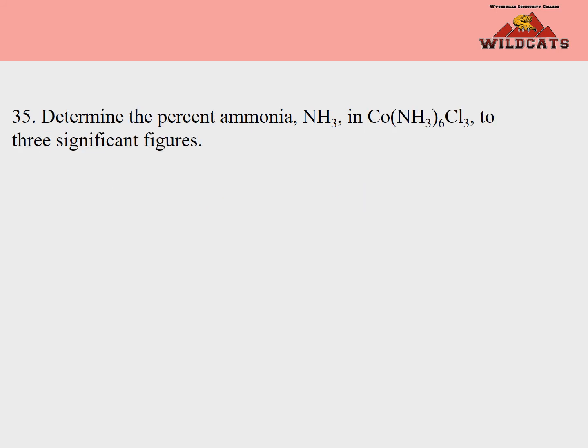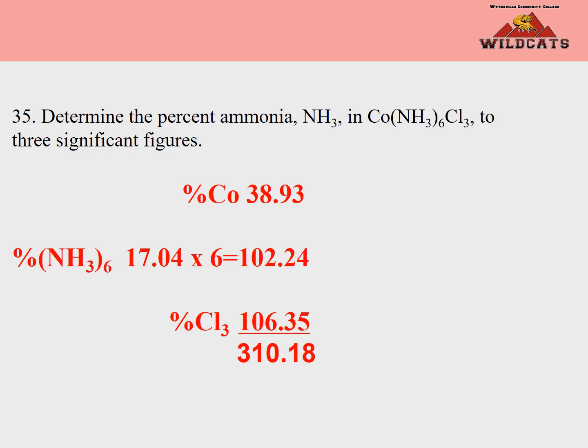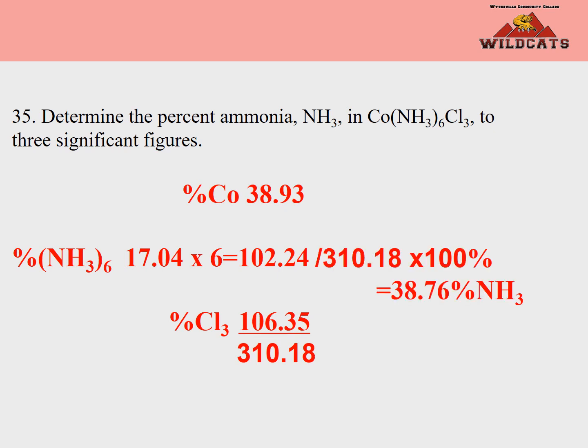This says determine the percent ammonia, or NH3, in this compound to three significant figures. So what I'm going to do is take the ammonia, and if you'll notice it's in parentheses, so a nitrogen and 3 hydrogens is 17.04. And so I'm going to take the mass of ammonia divided by the total compound, and I end up with 38.76% NH3.